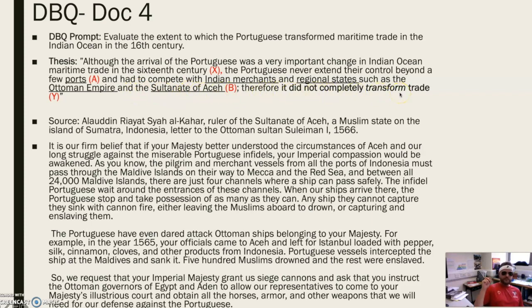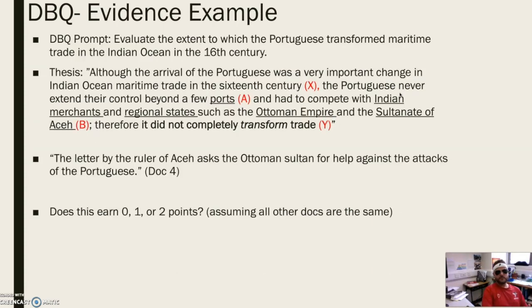Now, we're going to be looking at document 4 today, so I want you to pause it now and go ahead and read the doc. So pause. All right, welcome back. So here we go. Let's look at an evidence piece. So here we go. We have the thesis, we have the prompt. You've read the document that it's referencing.